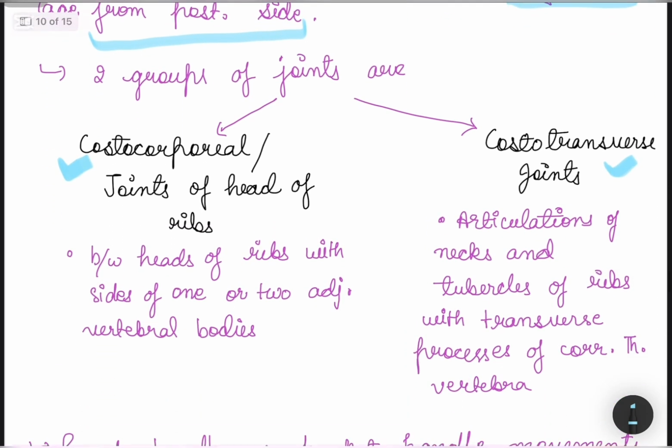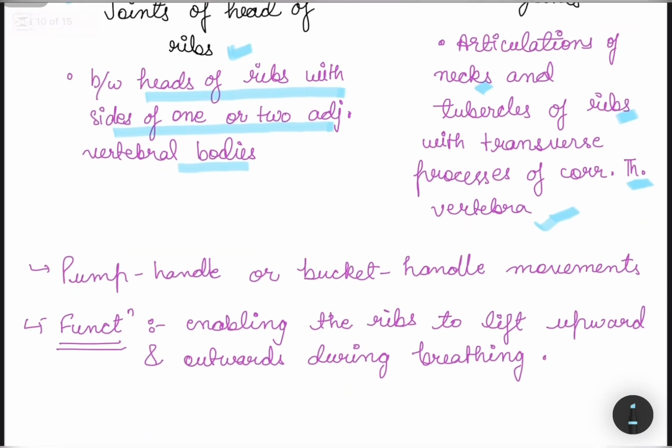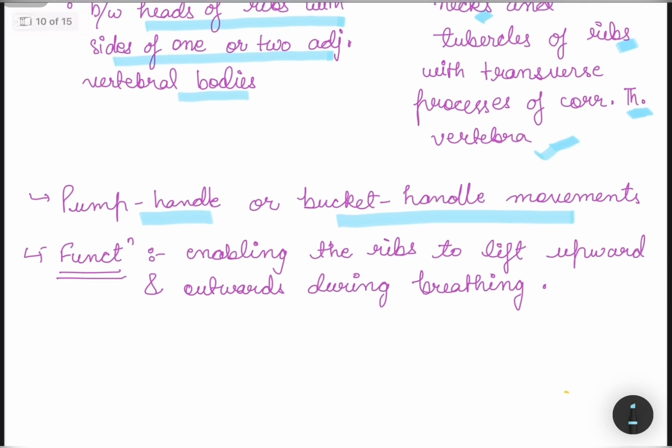The costocorporeal joint is also known as the joint of the heads of the ribs, as it is formed between the heads of the ribs and the sides of one or two adjacent vertebral bodies. And the costotransverse joint is the articulation of the necks and tubercles of the ribs with the transverse process of the corresponding thoracic vertebra. These types of joints provide pump handle or bucket handle movements. The function includes enabling the ribs to lift upward and outward during breathing.